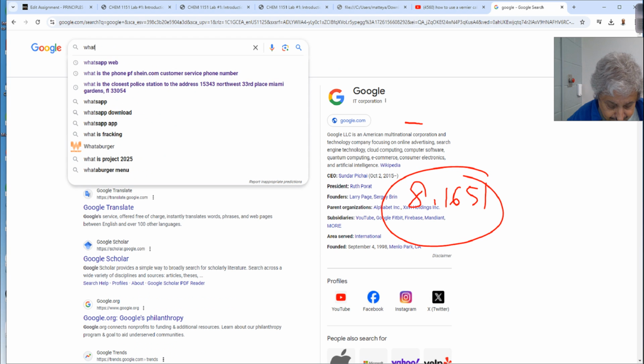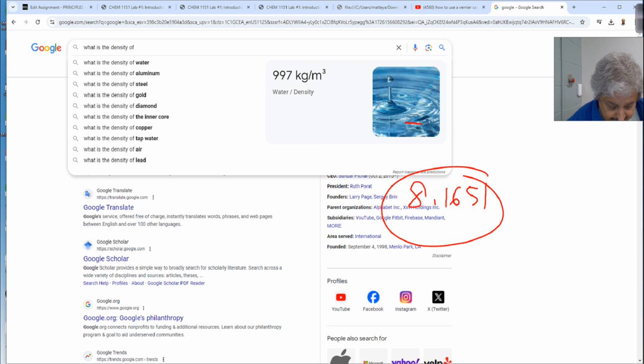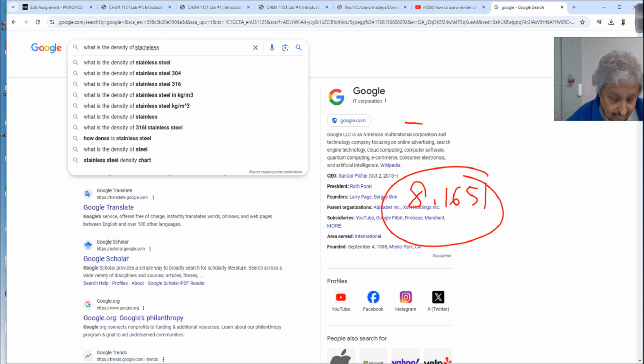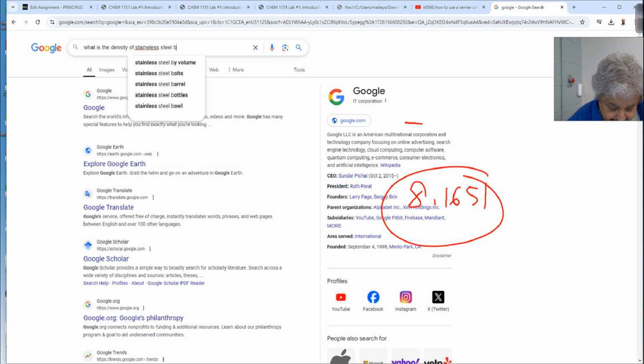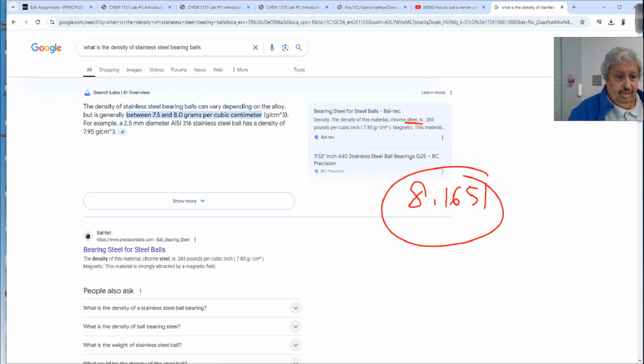So, what is the density of stainless steel bearing balls? So, just quick, it's between 7.5 and 8.0, and AISI stainless steel ball, I don't know what type. That's the problem with what steel really is. Somebody will tell me what steel is. What steel?